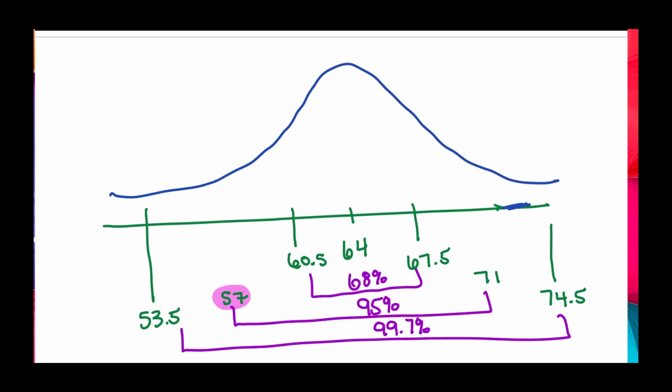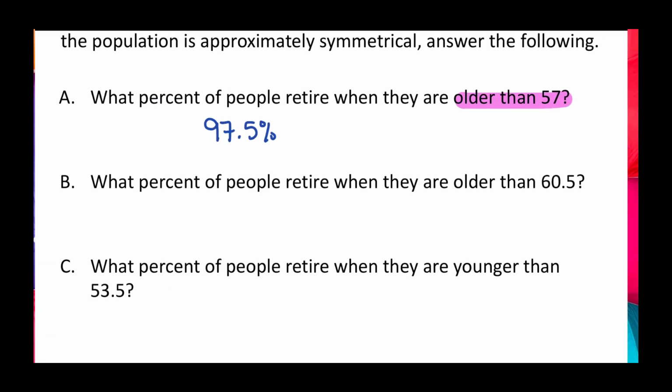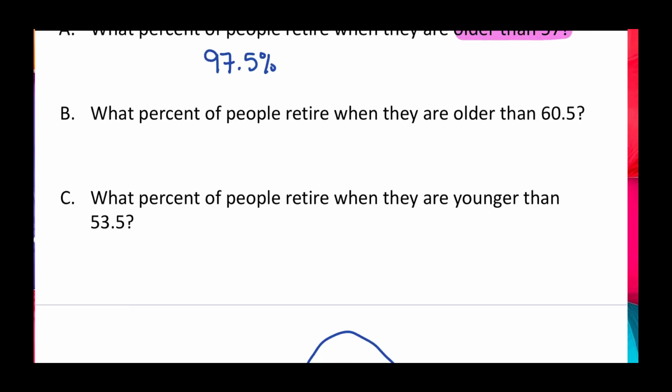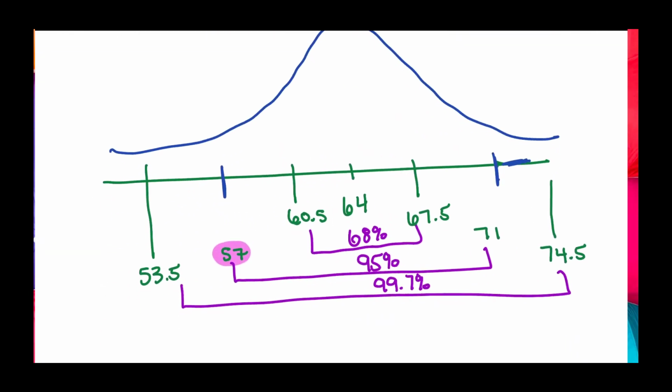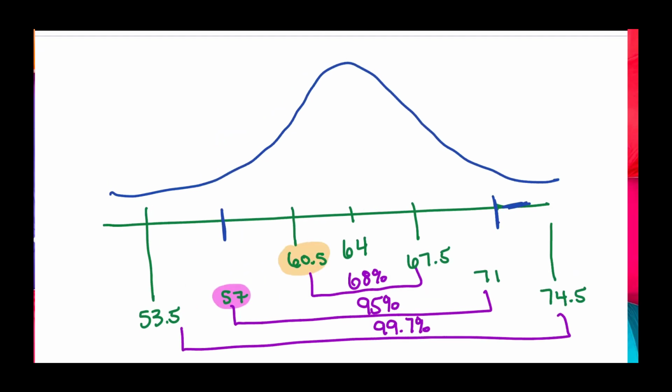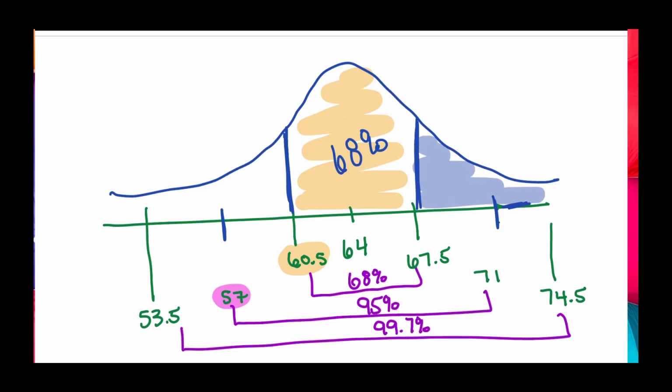Okay, hopefully you're ready. I had to reconstruct part of this because I was trying to delete things and I deleted part of it. All right, so now we're trying to figure out the percent of people who retire older than 60.5. So here is the 60.5 right here. A couple different ways to do it. I can take the fact that I know that this is 68% in the middle, but then I need this area to the right as well. So 68 plus whatever that is.